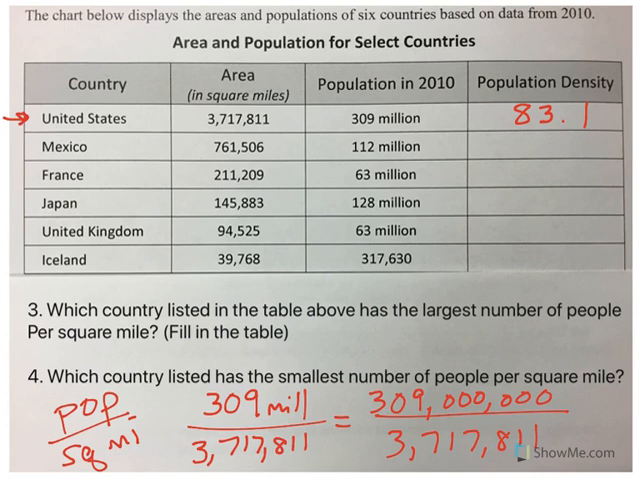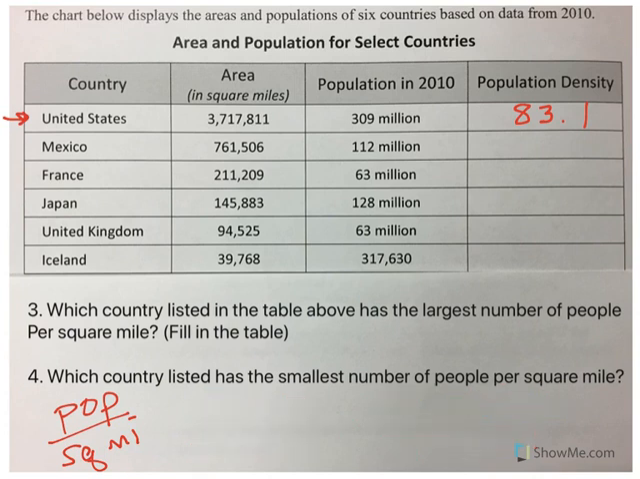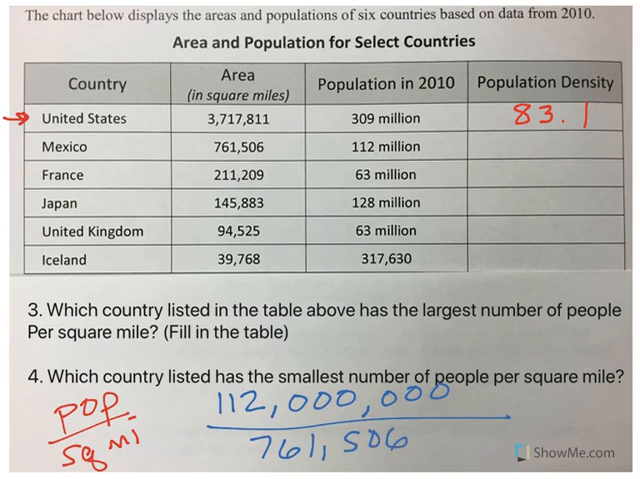So, okay, I want you to go ahead. Actually, let's go ahead and do Mexico together as well, just to get an idea. So Mexico has 112 million. Again, I'm just going to add 6 zeros for the population. The square mile area is 761,506. I divide and round to the nearest tenth, and I end up with 141 and 1/10. So in Mexico, you can see roughly 64 more people per square mile than in the U.S.